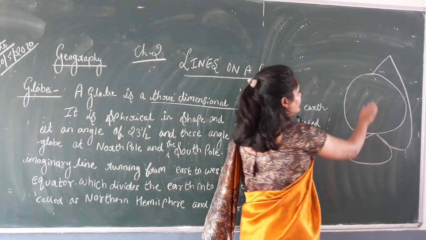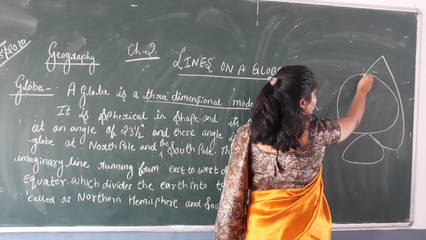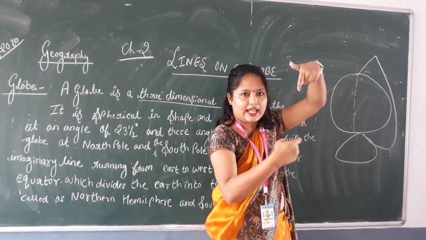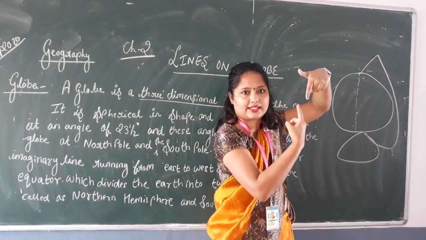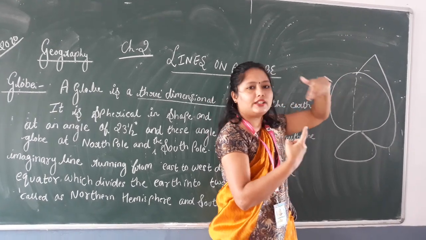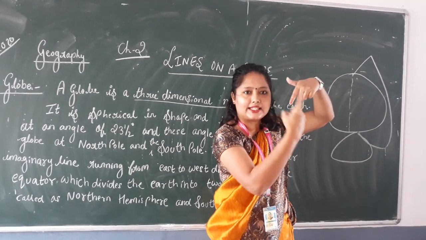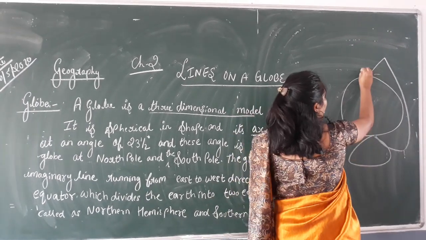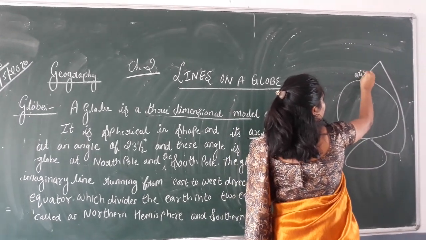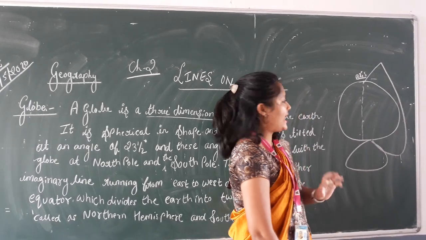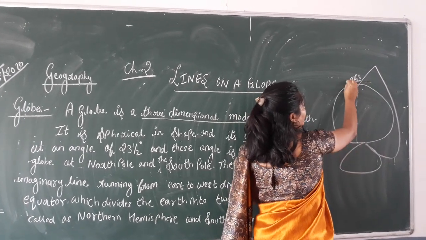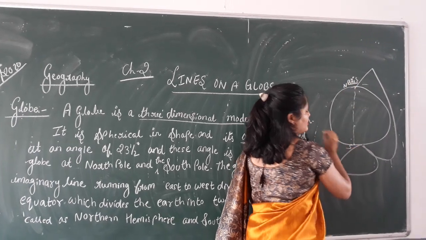Got it? Now there is an imaginary line on which the Earth rotates. In the same way, in the globe there is an imaginary line that helps it rotate. What is it called? It is called the axis. And where this imaginary line intersects, those points are called the North Pole and the South Pole.